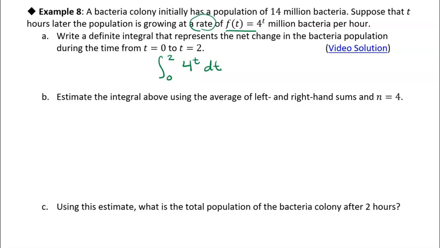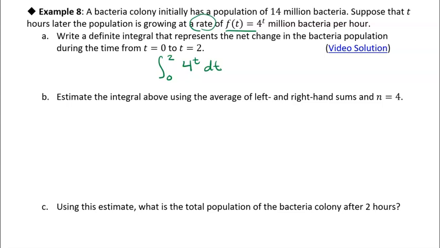So this is the integral that represents that net change in the bacteria population, right? We're just taking the rate times the time to get the total change in bacteria, but then we're slicing that into an infinite number of pieces and adding all those little rectangles up, right? So this gives us the net change in the bacteria population.